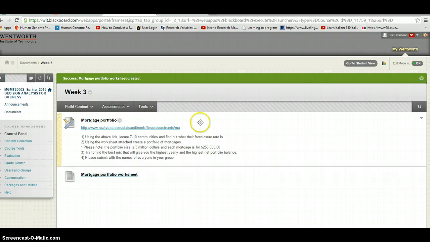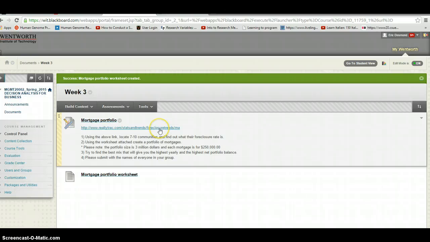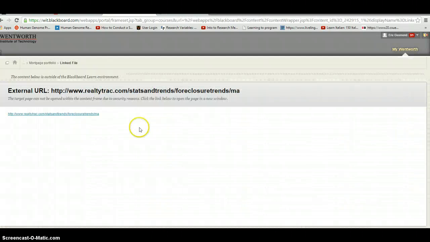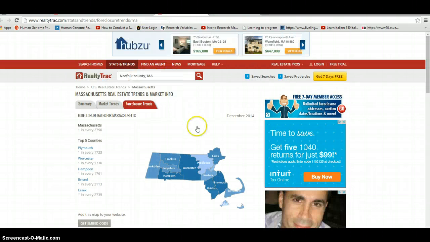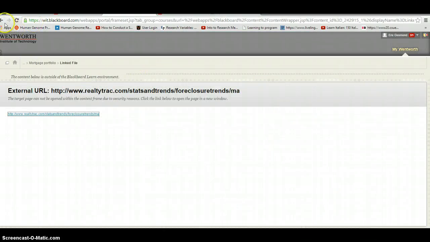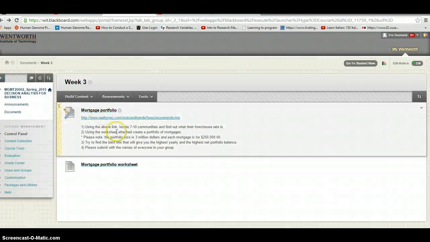Now we're going to look at this link right here. It says use the above link. We'll open it up. Now this is a list of foreclosures in the state of Massachusetts. And what we're doing here is we're going to use the above link and locate 7 to 10 communities and find out what their foreclosure rate is.